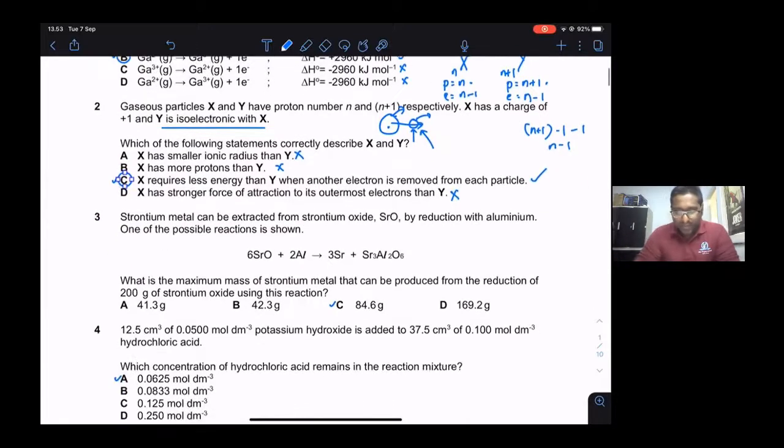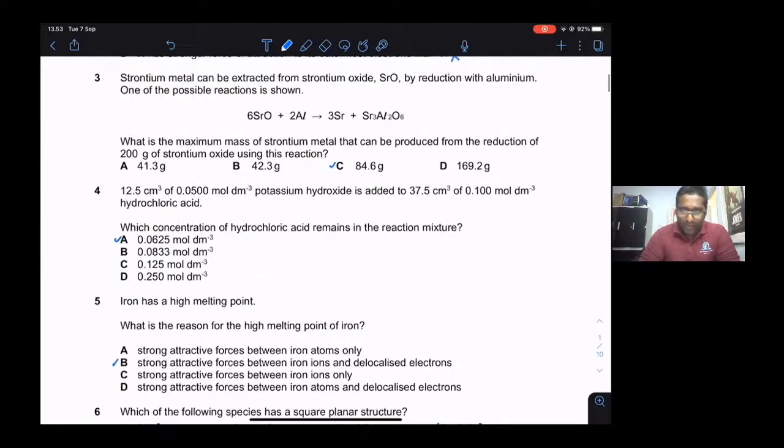Strontium metal can be extracted from strontium oxide by reduction of this. If I want to find the maximum mass of strontium metal that can be produced from the reduction of 200 gram strontium oxide from this reaction, first find the number of moles of strontium oxide. So 200 divided by strontium oxide.